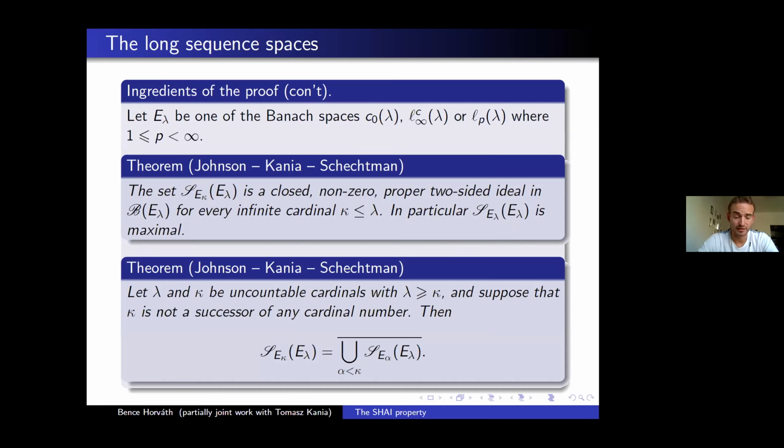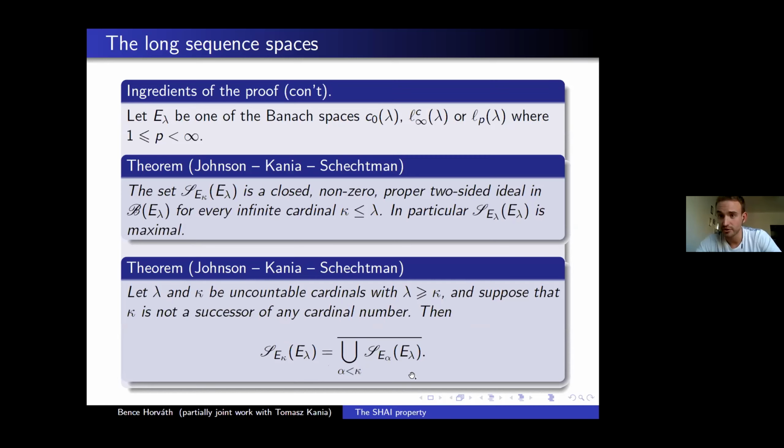Another thing that we'll be using in the proof, and they proved it, is that if both lambda and kappa are uncountable cardinals, where lambda is of course greater than or equal to kappa, and kappa is not the cardinal successor of any cardinal number, then you can write the E kappa singular operators on E lambda as the increasing union.